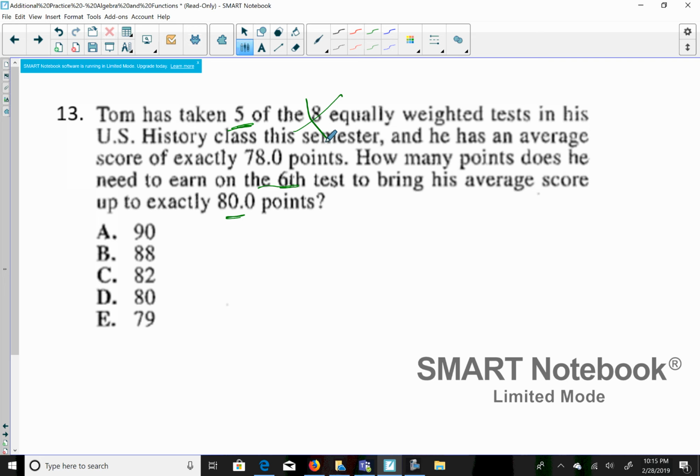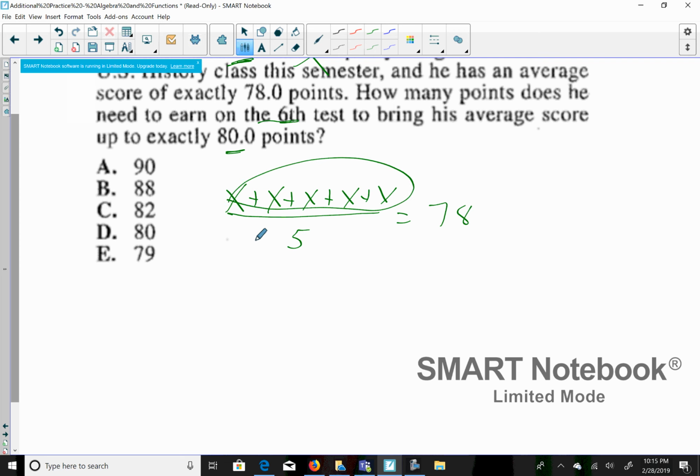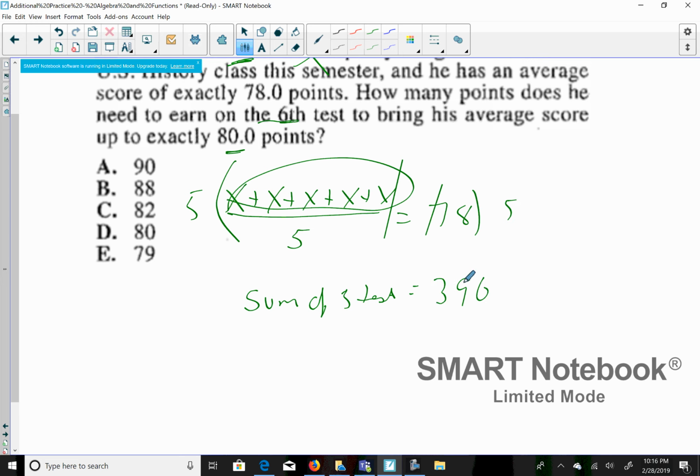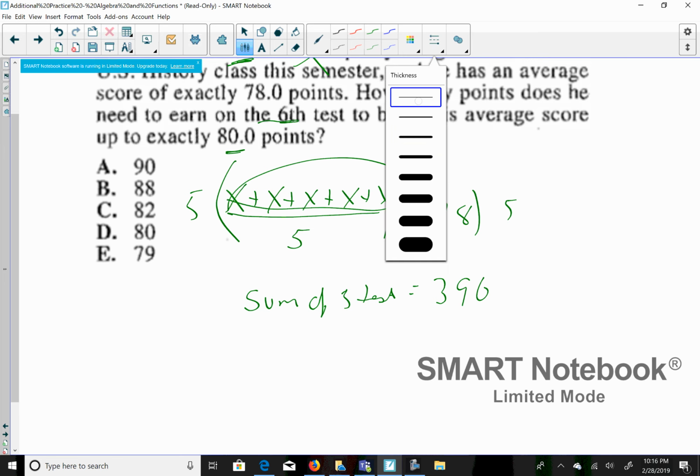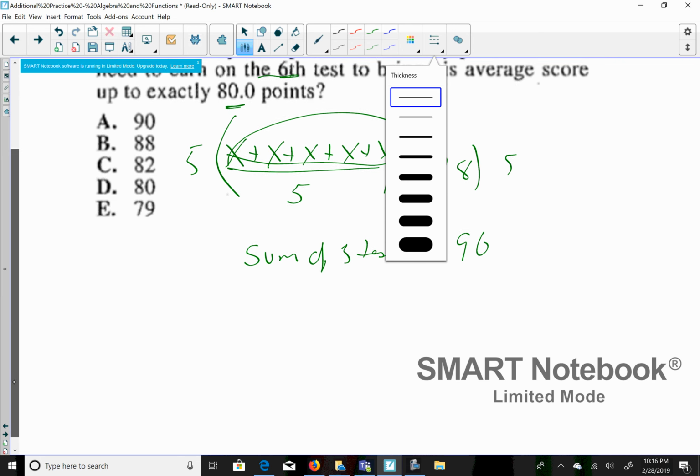What has happened so far is Tom has taken 5 tests, and he's gotten some score in these 5 tests. When I add up those 5 scores and divide by 5, I end up with an average of 78 points. So that means the sum of these 5 tests is equal to, and to solve that, I would multiply both sides by 5. When I do that, I get 390 points. So far in this class, he's earned 390 points. So now Tom is going to go take another test. He's starting off with 390 points.